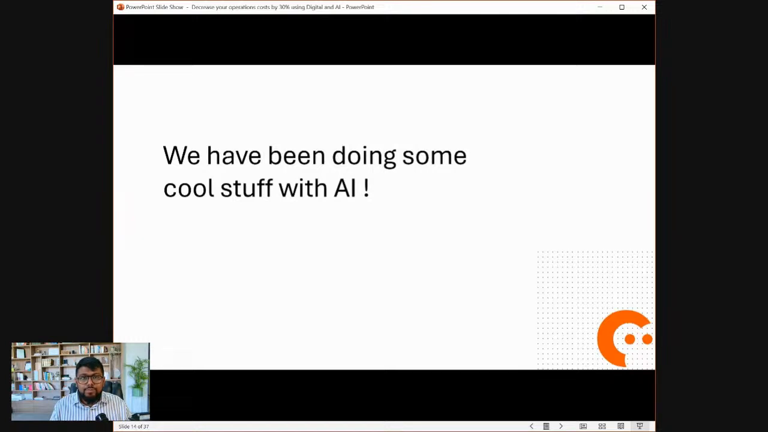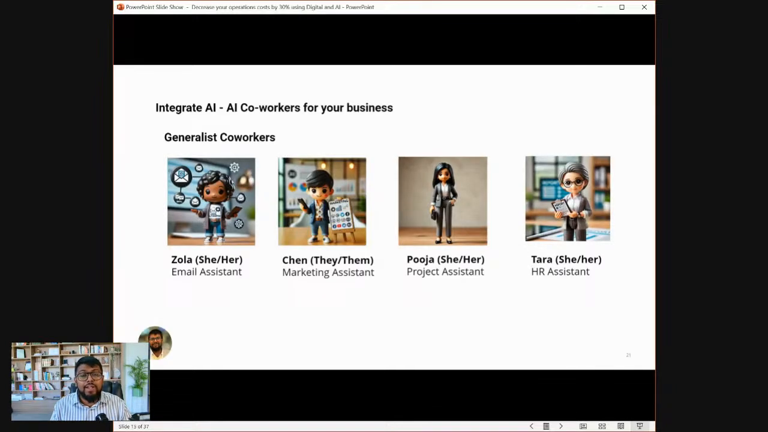In terms of what we have been doing with AI and how we have been implementing it with different organizations, we develop co-workers for different businesses. These are some of the co-workers that you will see. These are the generalist co-workers. We have Zola, who is an email assistant, and she's able to interact with your emails, understand the context, and perform different actions that I'm going to demonstrate pretty soon. You have Chen, who's a marketing assistant, Pooja, who's a project assistant, and Tara, who's our HR assistant.